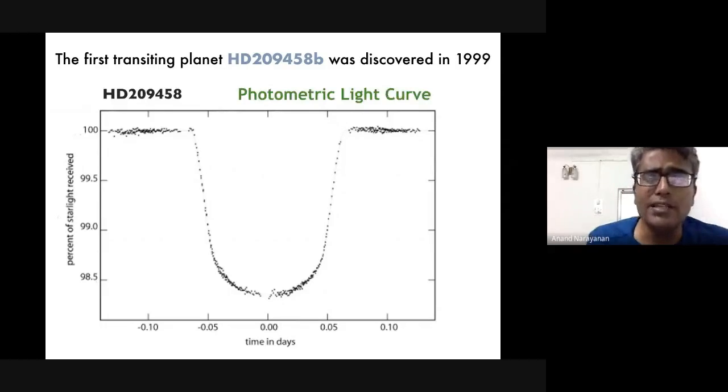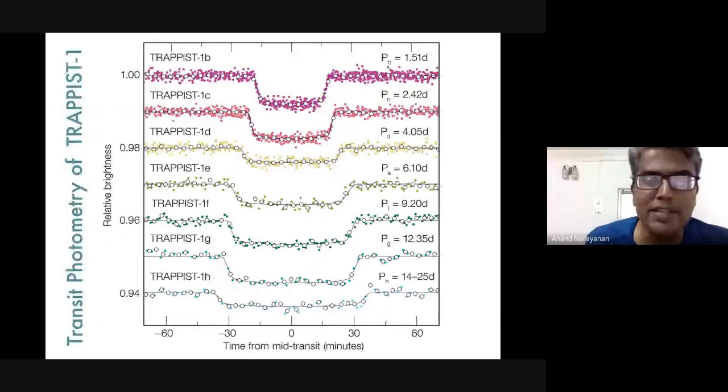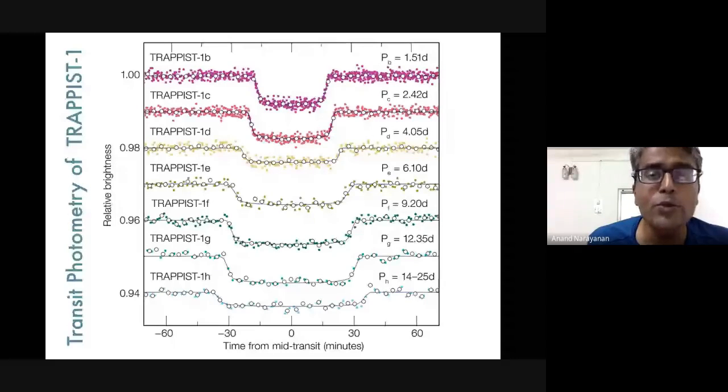Using the transit method, many exoplanets have been discovered. I just want to show you one such example. TRAPPIST-1 is a star, and around the star TRAPPIST-1, astronomers discovered 7 extrasolar planets using the transit method. The dip in the brightness of the star TRAPPIST-1, because of these 7 planets transiting in front of that star at different time periods, is what is shown in this graph here.